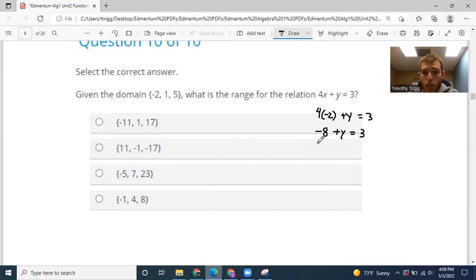Now to solve for y, we're going to add 8 to get y by itself. Y equals 11. So we know there's going to be an output of 11. Okay, so it must be this one. But you can plug in the other numbers if you like and solve for y. You should get negative 1 and negative 17.